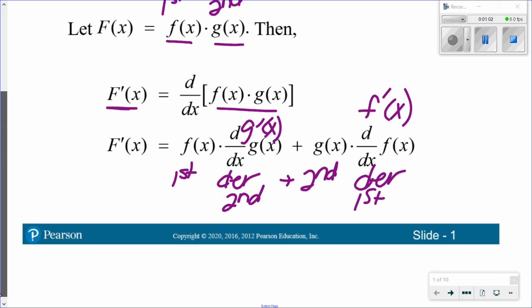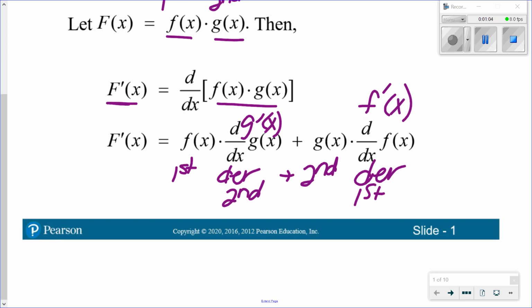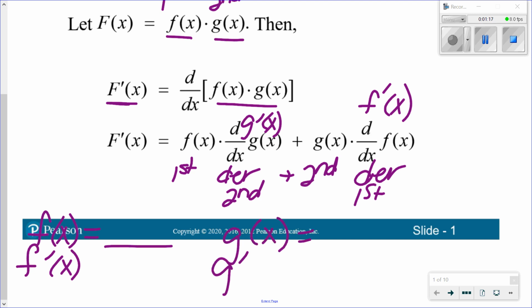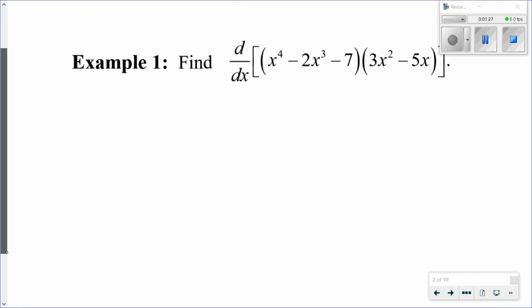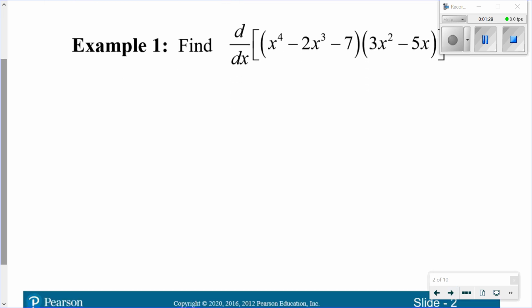Some people like to organize their parts this way. Go ahead before you start and write down what f of x is, write down what f prime is, write down what g of x is, and write down what g prime is, because then you have all the four parts listed out for you. So let's see how this works. Here's our first example, and I'm going to write out the four parts so that we can see that way. I don't usually do that, but we will this time.